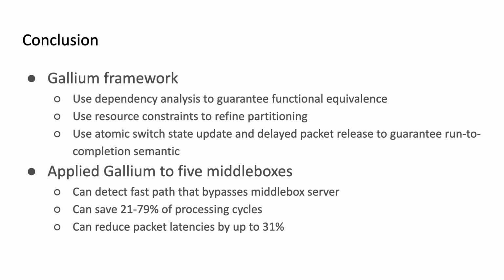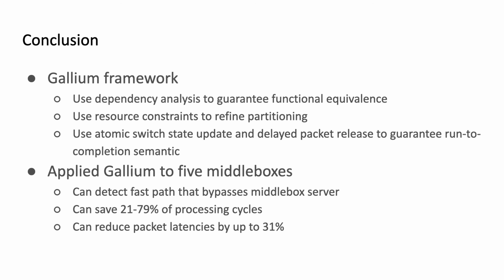In conclusion, here we introduce the Gallium framework, which can automatically offload the middlebox implementation to a programmable switch. It guarantees functional equivalence between the offloaded version and the original version. It considers the expressiveness and resource constraints during the partitioning process so that the generated offloaded code can conform with all the constraints of the programmable switch. It uses atomic switch state update and delayed packet release to guarantee the run-to-completion semantic, so the additional parallelism from the fact that the middlebox server and the programmable switch are running in parallel does not affect the program behavior.